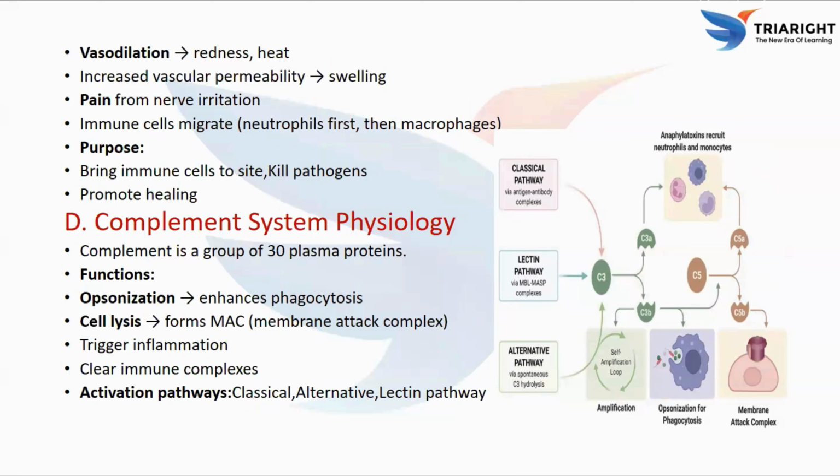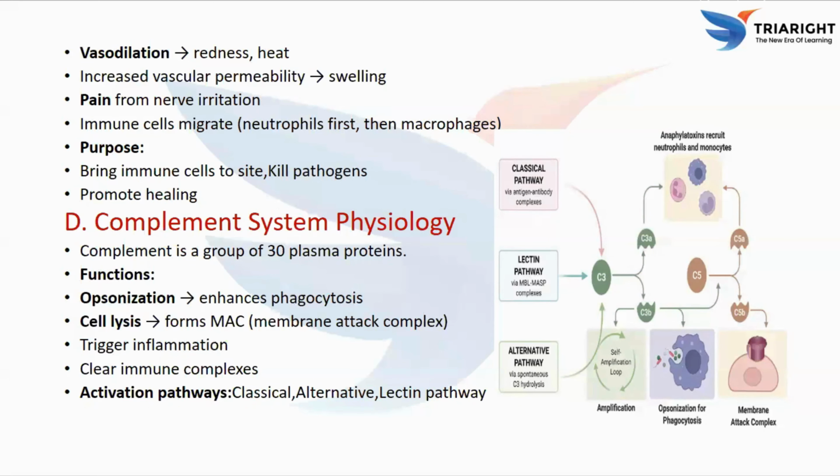So next, complement system physiology. So what is the complement system? It is a powerful part of innate immunity, made up of more than 30 plasma proteins circulating in the blood in an inactive form. When activated, these proteins work together like a cascade of falling dominoes to destroy microbes, enhance inflammation, and support phagocytosis.